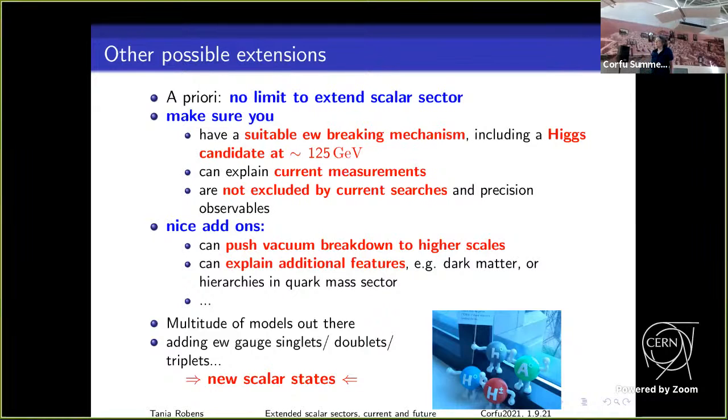Now, of course, there's a multitude of models out there, and if you're concentrating again on the scalar sector, what you can do is add as many as you want, gauge singlets, doublets, triplets, and so on, and this leads to new scalar states. So here's an example of the scalar sector for two Higgs doublet models.